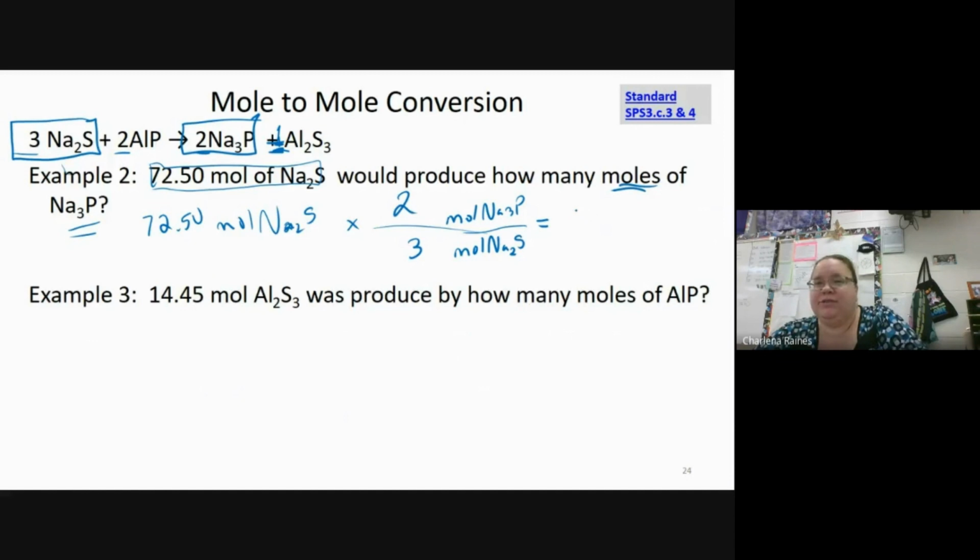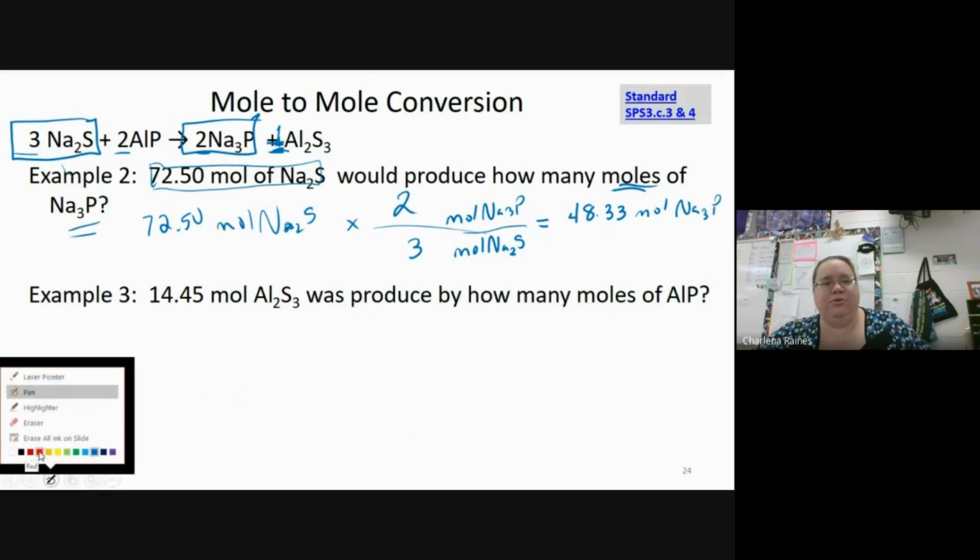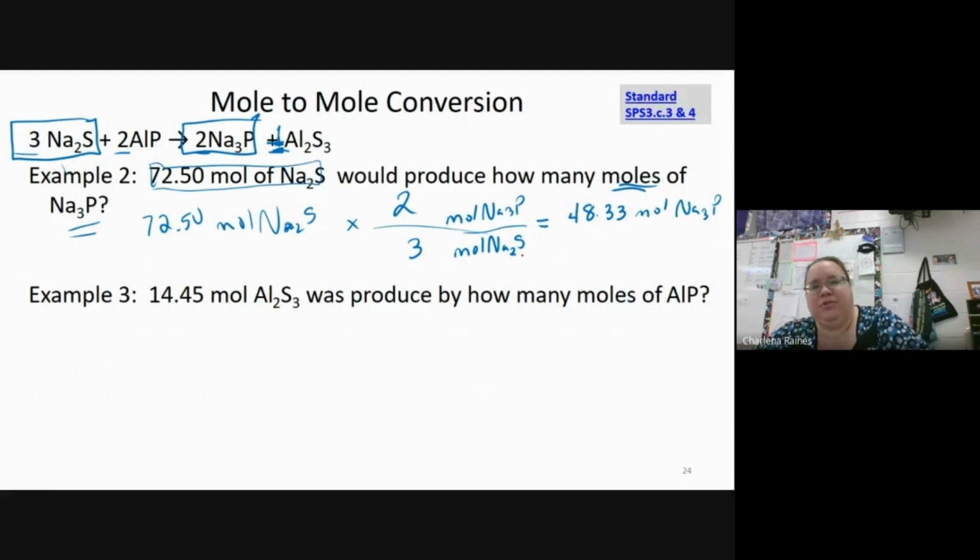And my answer should have 4 numbers. So 48.33, because we started with 4 numbers, moles of Na3P. So I'm showing my math using dimensional analysis. This is dimensional analysis. I've got my numbers, my units, and my formulas each step of the way.